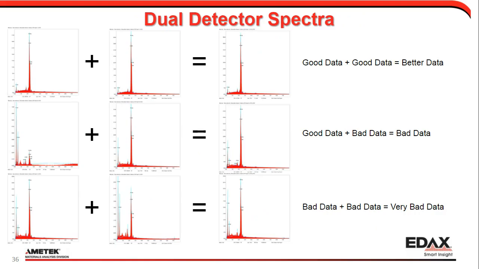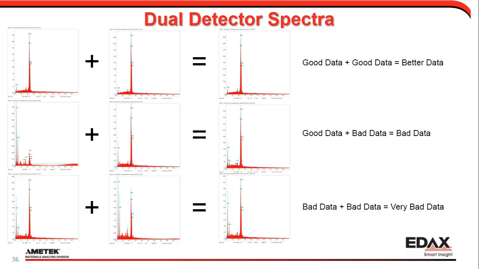So for the spectra, basically the matrix is: if you have good data from detector 1 and good data from detector 2 and add it together, we get better data. We're increasing our statistics. But you can't compensate for bad data by adding good data on top of it. If you take good data and add it together, you still get good data. And if you take bad data, you get very bad data. So the dual detector for spectrum and quant is mostly a tool to increase your statistics.